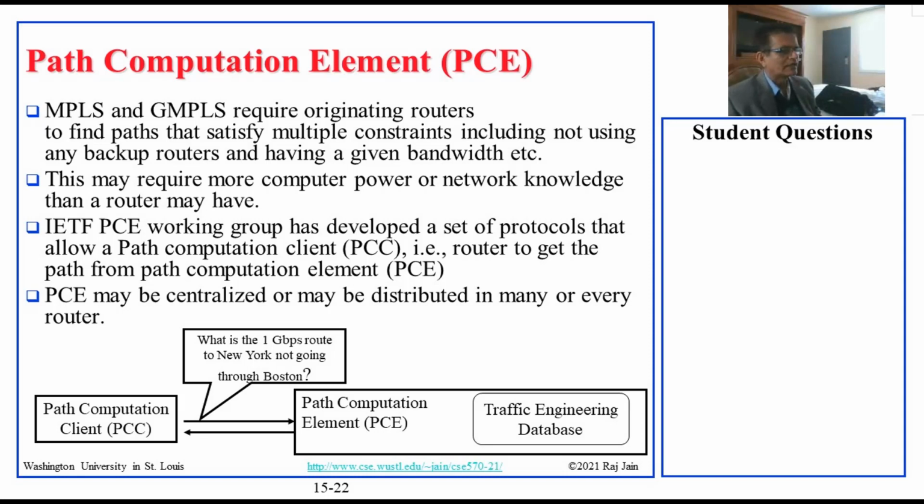As shown in the picture at the bottom, there is a path computation client, which is the router that wants to start setting up an MPLS path but has no idea of the network. So it will ask the thing on the right, the path computation element, which is actually the controller that knows the whole picture. It asks, what is the 1 gigabit per second route to New York not going through Boston? There is a whole database in the PCE, and it will give the answer back.